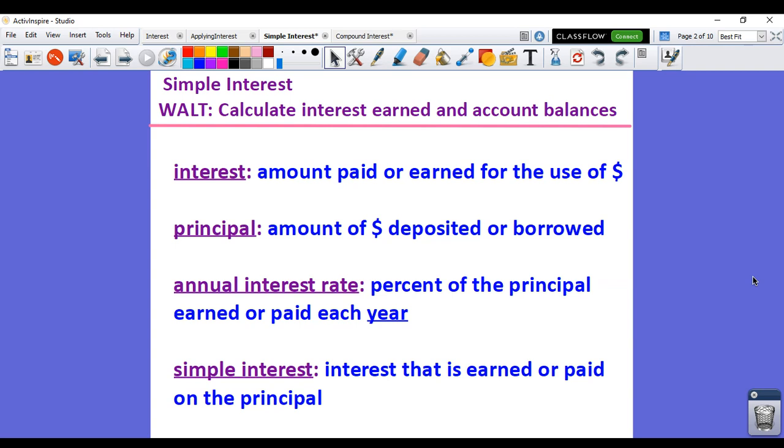When we're talking about that amount of money that's borrowed or deposited, that's our principal. Anytime we talk about principal with interest, we're talking about the initial amount of money that is borrowed or given out. Simple interest is calculated only one time, at the initiation of the loan. Annual interest rate is the percentage of the principal earned or paid each year. Annual means yearly. Simple interest is interest that's earned or paid on the principal, and it's only calculated one time.